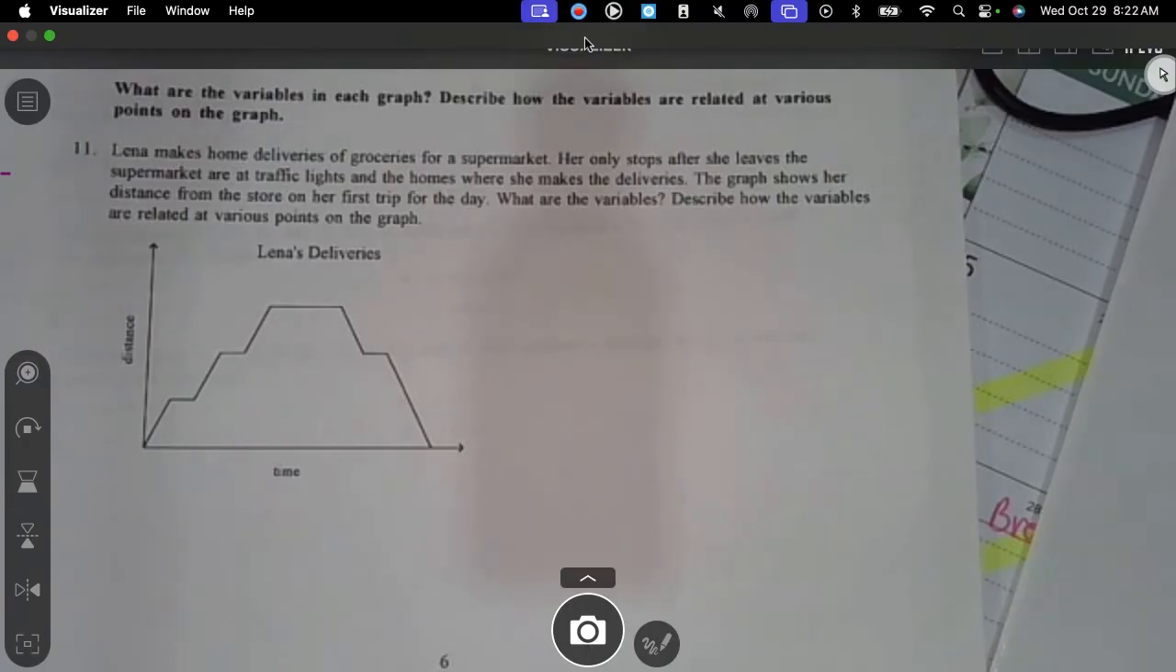They are the variables, but what words do they use for them? That is your variables, X and Y. Distance and time. That's what it's going to want. Your variables are going to be distance and time. Time is your X variable. Distance is your Y variable. Okay? Now, describe how they are related at various points.